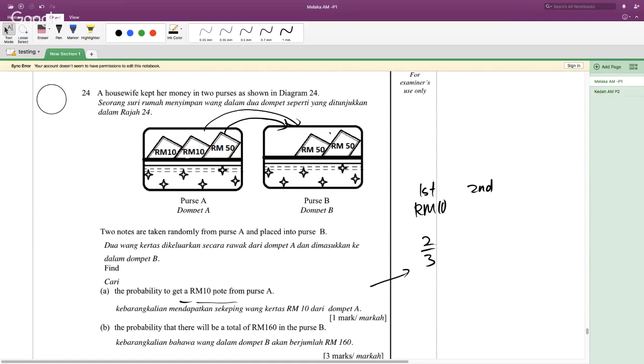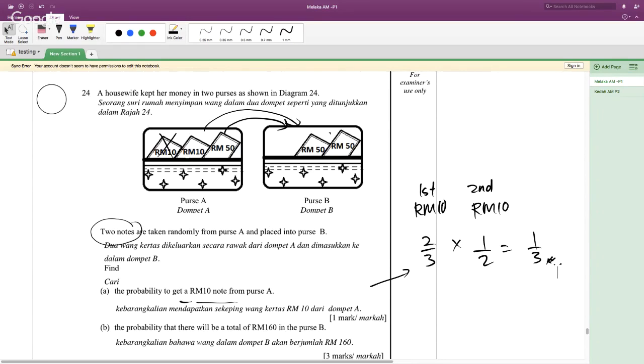But if the question actually asks about taking 2 notes, I will assume they take both 10 ringgit. So if you take the first 10 ringgit, it will be 2 over 3. When you take the second 10 ringgit, because you already took one, you still have 1 of 10 left, so it's 1 out of 2. So I would say the answer is just 1/3.